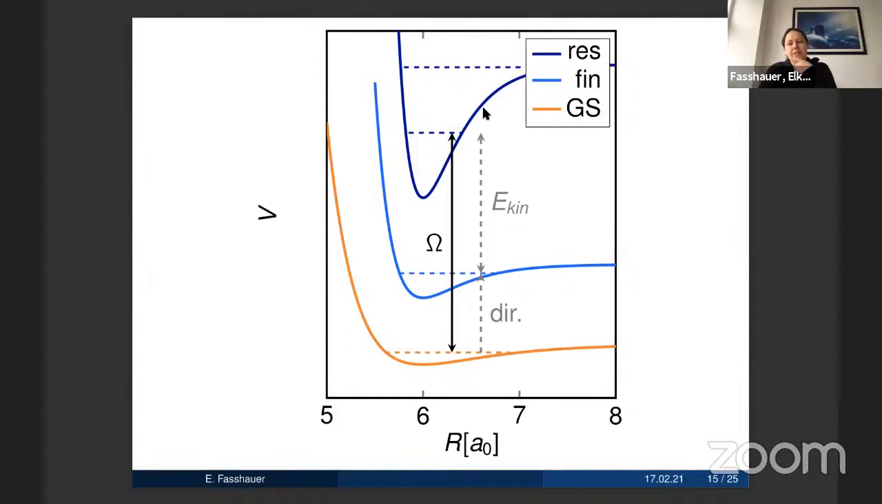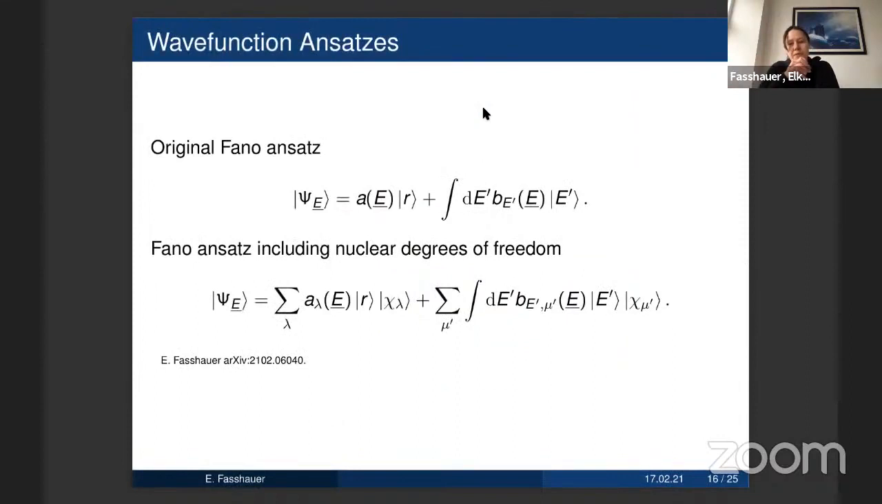And the question is, how can we describe this theoretically? Well, we can in principle make the same ansatz, but we need the nuclear degrees of freedom. To be fair, Fano never restricted these wave functions to be only electronic, but let's try to disentangle this and explicitly formulate a product function of one resonance state and all bound nuclear states that this potential can accommodate. So here we have the bound state or the vibrational state of the resonance state, and here we have the vibrational eigenfunctions of the final state.